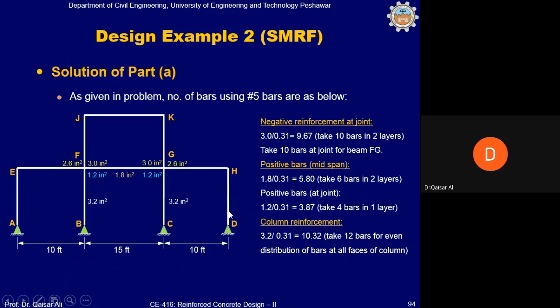Column reinforcement is 3.2 divided by 0.31, 10.32. But since it is a square column, we can use a number of bars which is a multiple of 4. So we will use 12 bars instead of 11 bars, so that they can be evenly distributed on all faces of the column.